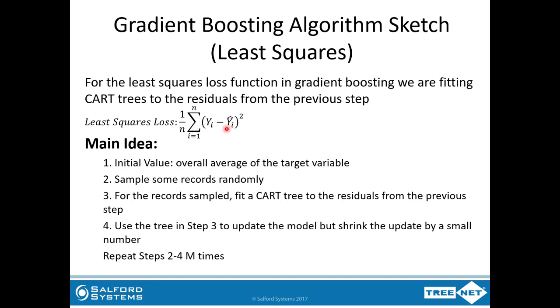The way the gradient boosting algorithm for least squares works is that we supply an initial value, which is just the overall average of the target variable. Then we sample some records randomly, and for those sampled records we fit a CART tree to the residuals from the previous step. We use that to update the model, shrinking the update by a small number. Then we repeat steps 2 through 4 M times.